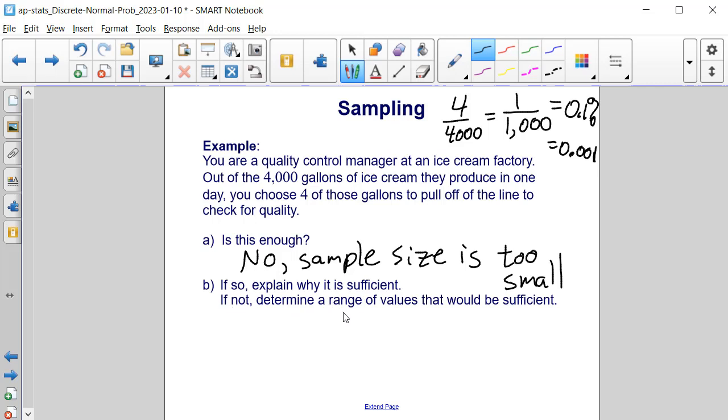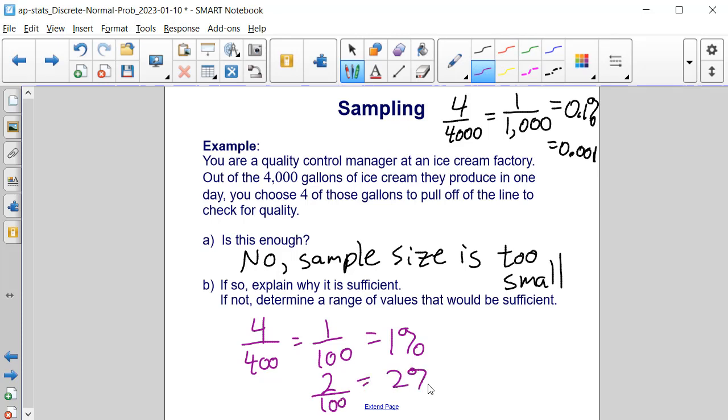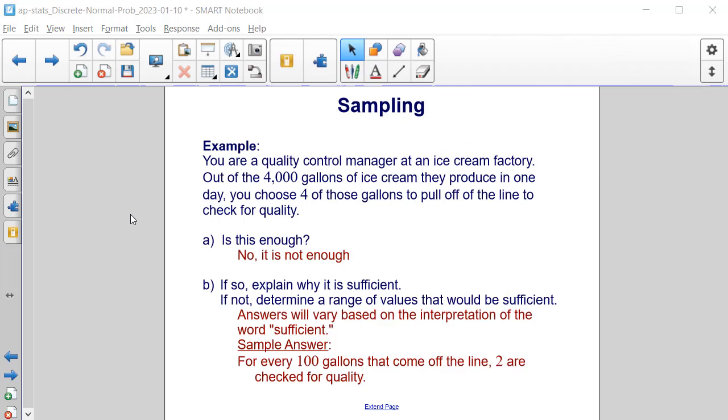And also, if not, determine a range of values that would be sufficient. Well, this could vary. We could make it, instead of being 4 out of every 4,000, we could make it be 4 out of every 400, or 1 out of every 100. That would be 1%. And if you wanted it to be more accurate, you could say 2 out of every 100. Or 2% that come off the line get inspected.